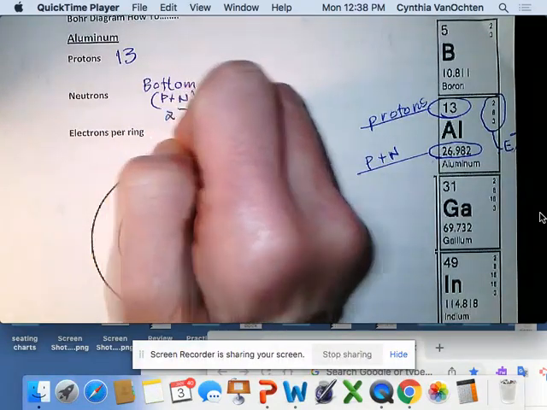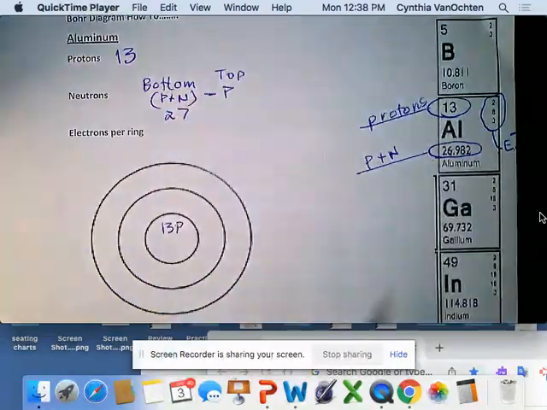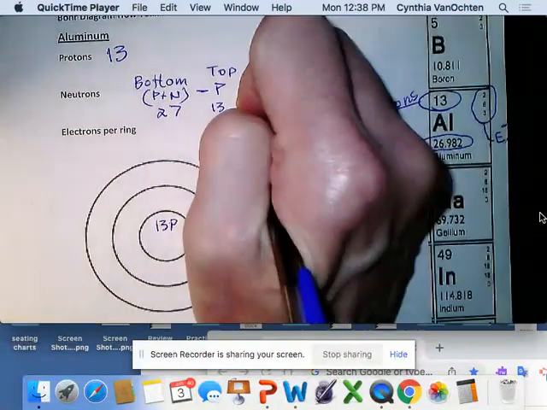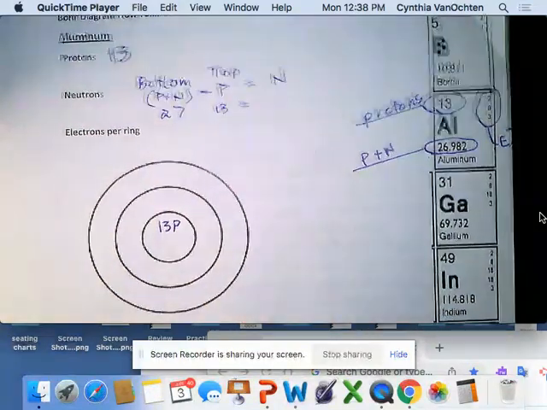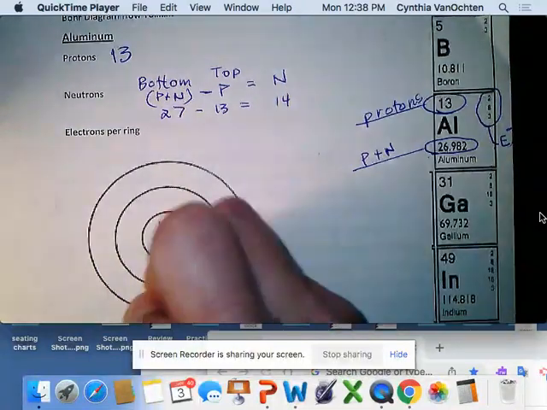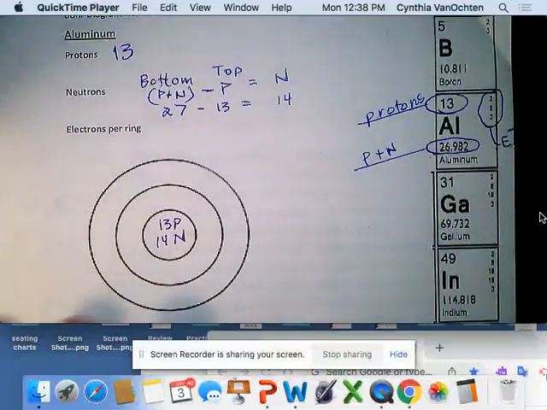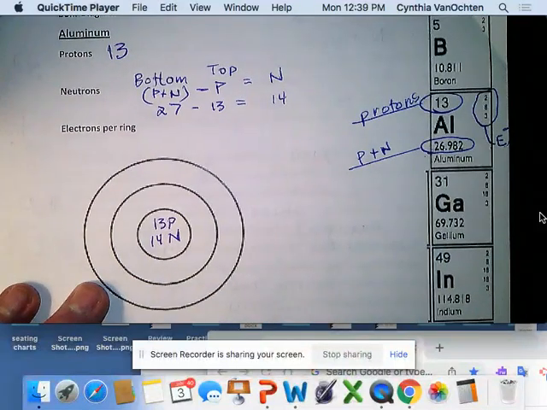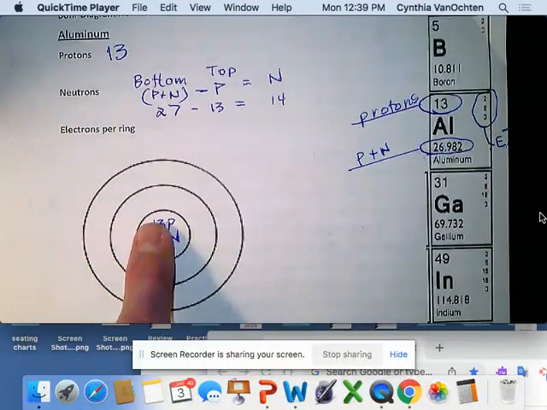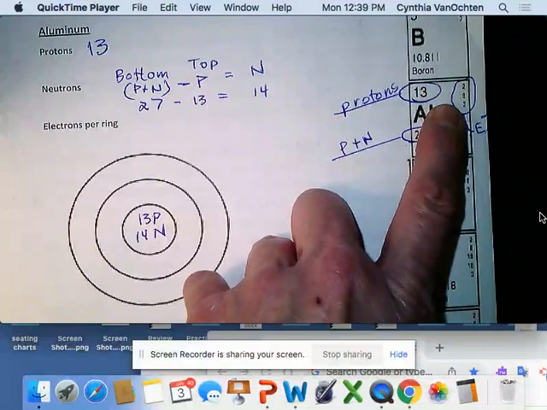Once you've got your protons and neutrons, you want to subtract your protons, which is the top number, in this case 13, and that'll give you your number of neutrons, which in this case would be 14. So you would write 14 neutrons in the center. That's the only calculation that you have to do. The rest is copying. So you put 13p, you figure out the neutrons. The electrons are given to you, 2, 8, 3.